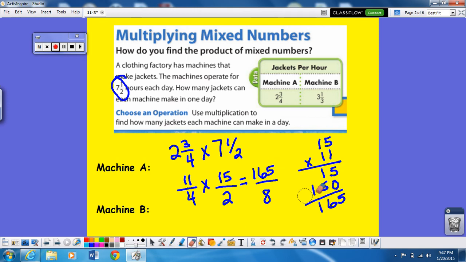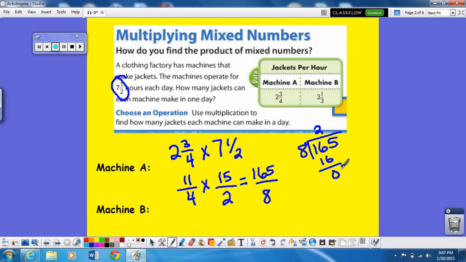Now, I'm going to erase my work here because remember we said we can't leave those as improper fractions. So to get my answer, I'm going to have to see how many times 8 goes into 165. I know 8 times 2 is 16. 8 does not go into 5, so that's a 0. And there's 5 left over. So 8 goes into 165 20 times with 5 eighths left over. So machine A produces 20 and 5/8 jackets per day.